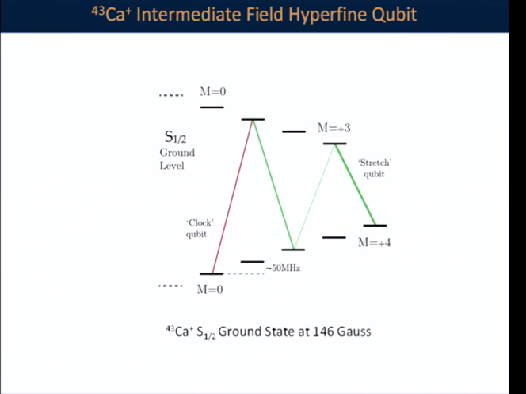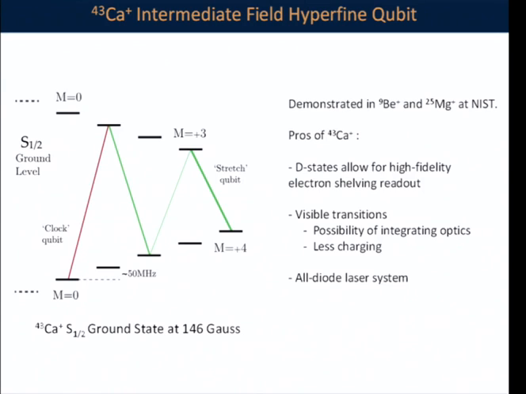And that's nice because these transitions, these green ones, of course, still are magnetic field dependent, and so we still have to beat the noise there if we want to be able to get in and out of the qubit states with high fidelity. These intermediate field qubits were first demonstrated at NIST, have been used in beryllium and magnesium.